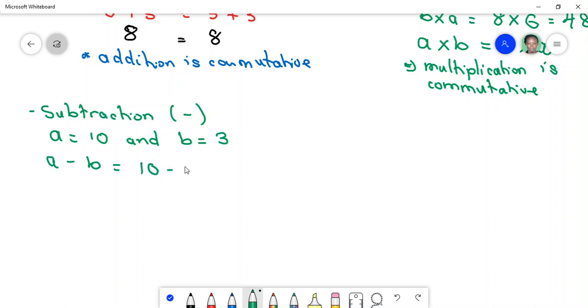So A minus B is going to be 10 minus 3. If you take away 3, or if you subtract 3 from 10, what do you have? 7. Let's look at the other way around. I have B minus A, which is 3 minus 10. This time you have 3.